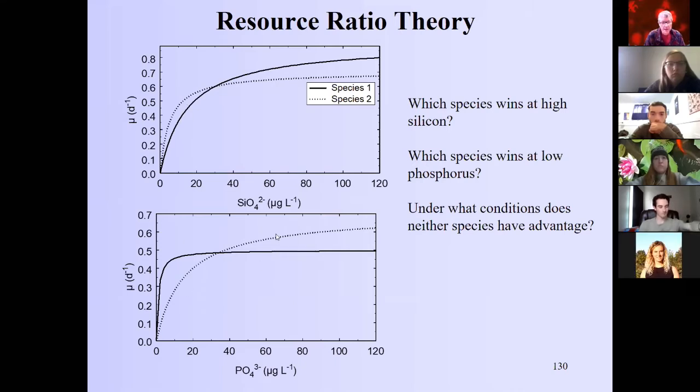So what we also said is that the ratio of these things matters. That was the really important insight that Dave Tilman had when he went through this with diatoms, and he used diatoms that he grew from the Great Lakes to show that this matched reality, that the good phosphorus and the good silicon competitors could coexist.